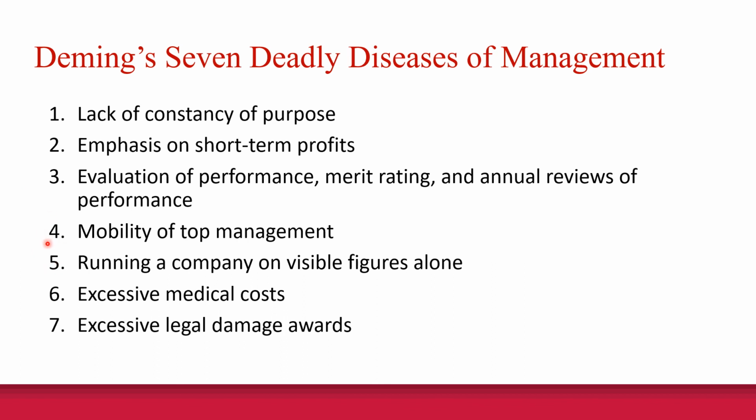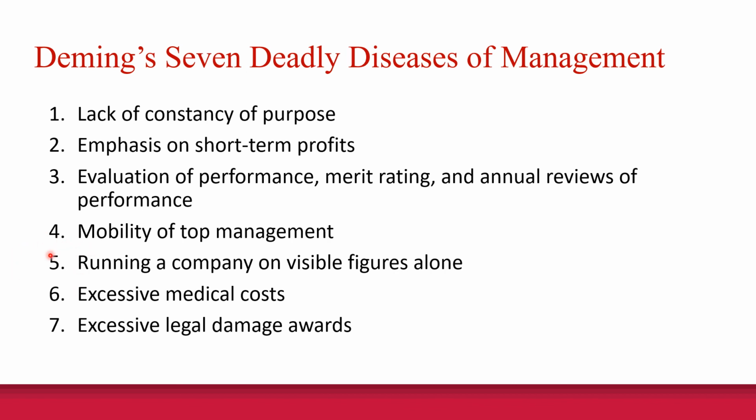The fourth one is mobility of top management. Deming said that a lot of top management were bouncing around between companies and shifting jobs, which leads to instability. They were never in a position long enough to actually do anything good. They were always worried about their next job, their next advancement.